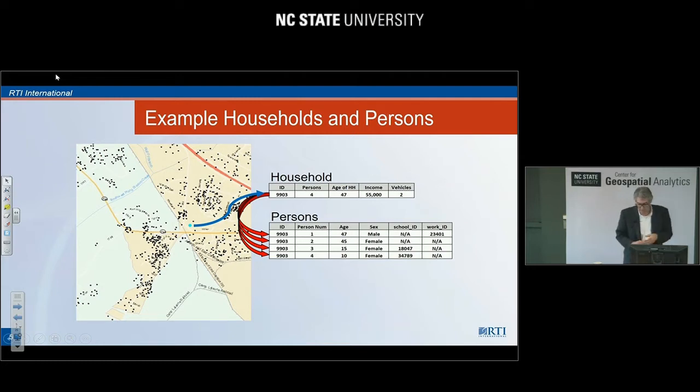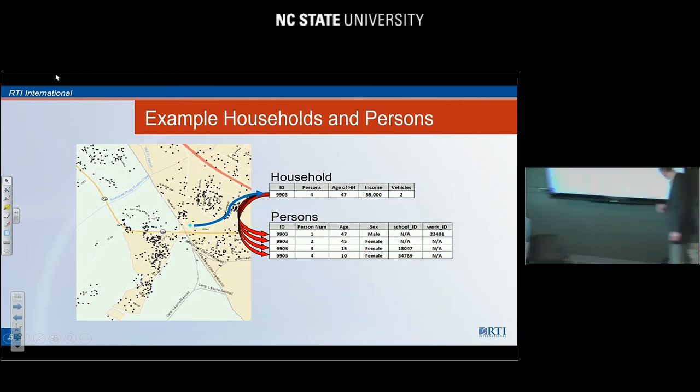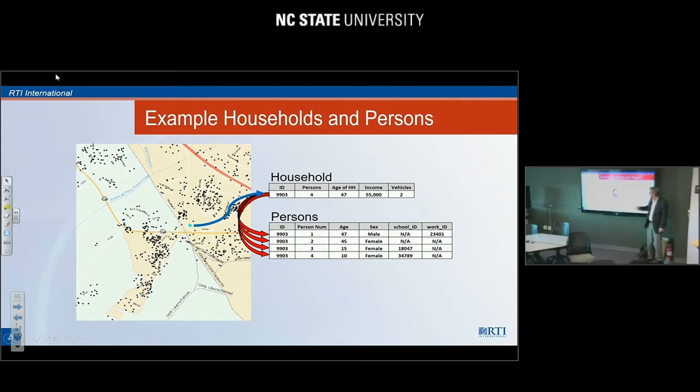So this particular household here, I'm going to try moving now so the camera follows me. Sorry if you can't all see over there. The household says there's 4 persons in it, and the age of the person who filled out the form, the head of household, is 47. Here's the household income. They have 2 cars. And then you have the person. So there's 4 persons in the household.